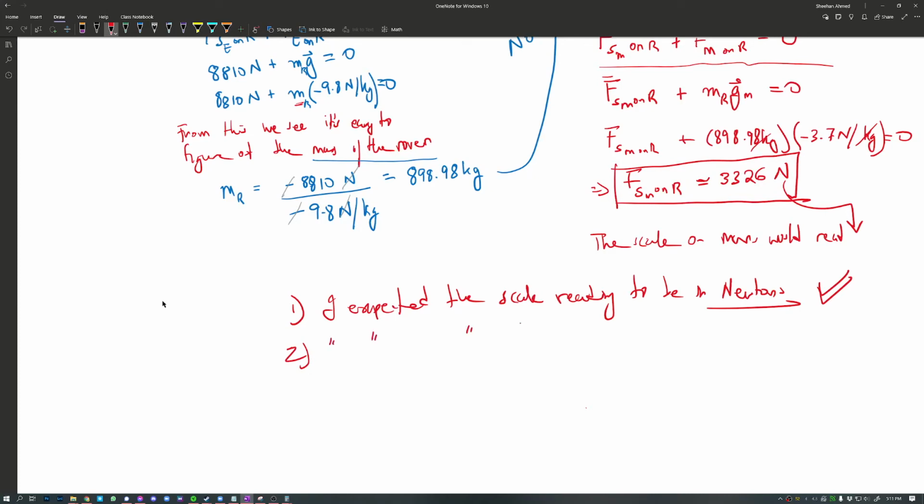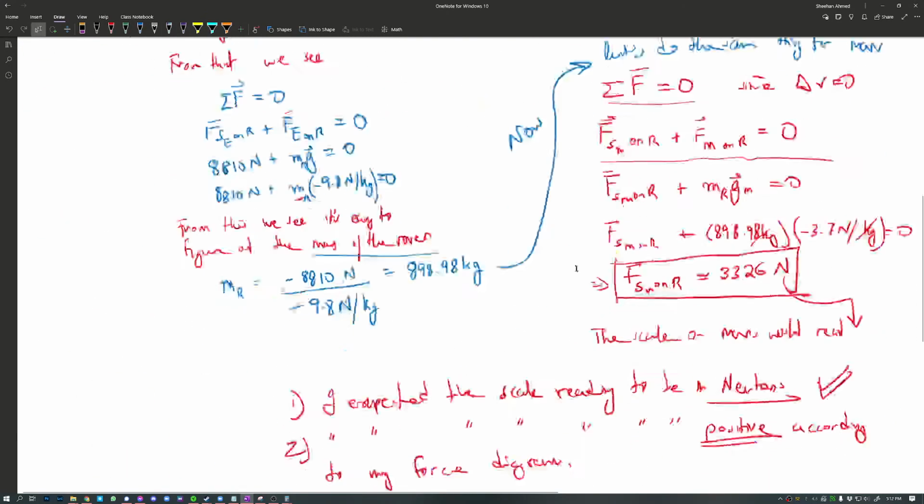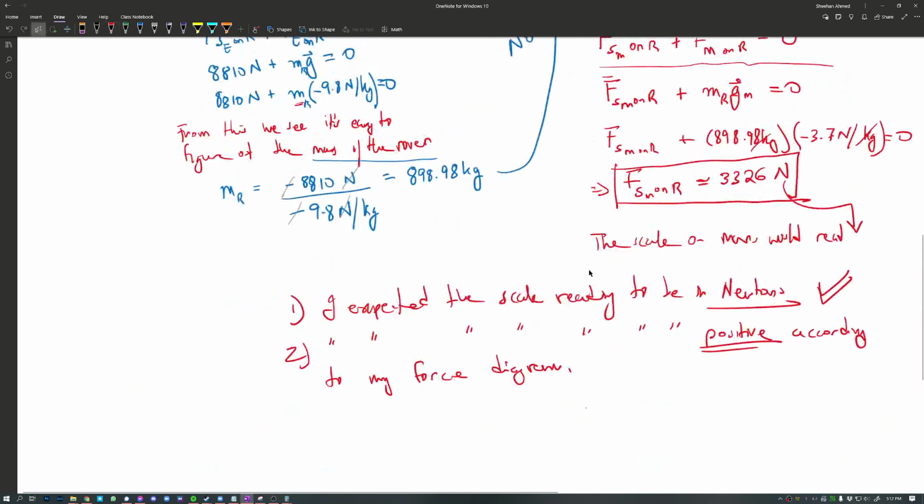I expected the scale reading to be positive according to my force diagrams. Because if you look at the force diagram, this is the thing we're trying to find, and it's pointing in the positive direction. So, hey, did we get a positive number? Yeah, we had some negatives in our equation, but they all went away nicely, and our final thing came out positive. So I got that one too.